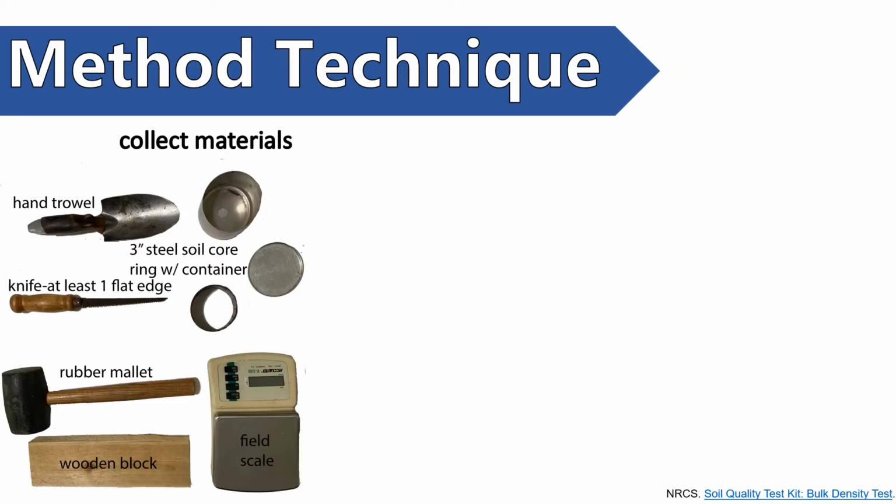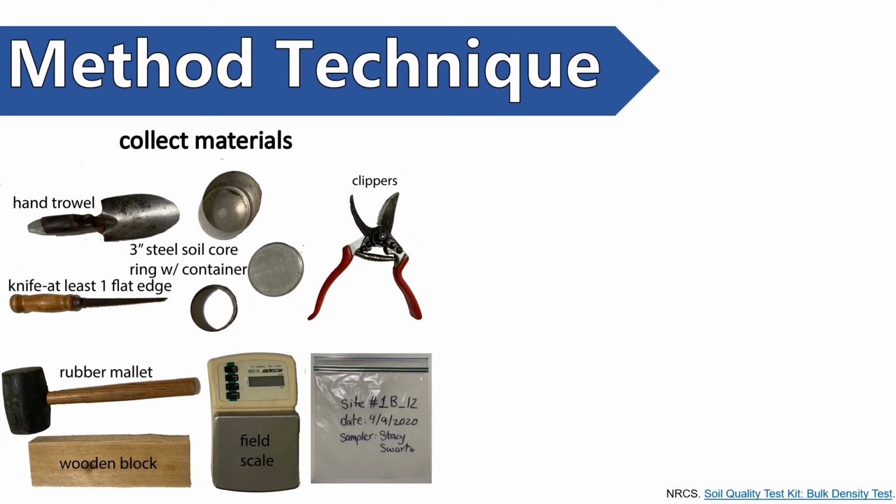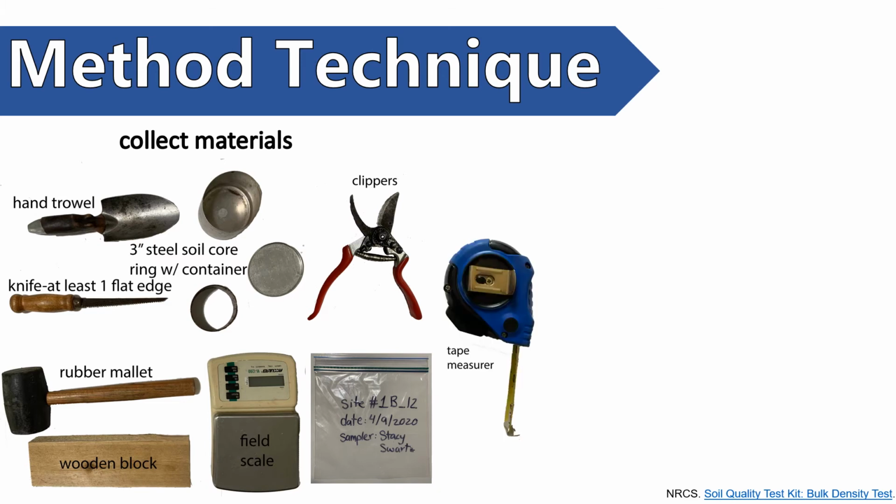Okay, let's jump into the protocol. First, you want to gather your materials. This includes a hand trowel, your steel core ring with container, a knife with at least one flat edge, a rubber mallet, a wooden block, and a field scale. You may need clippers or scissors to cut any root material or other plant material extending beyond your soil sample. You also may need additional soil sample containers or even simply Ziploc bags with which to transport your materials if you don't have enough rings and containers for the number of samples you're taking.